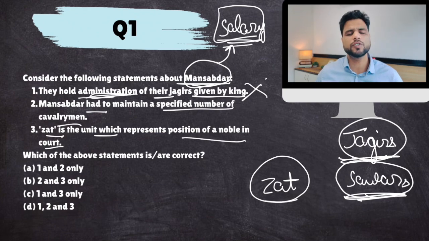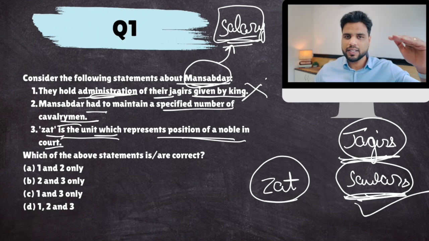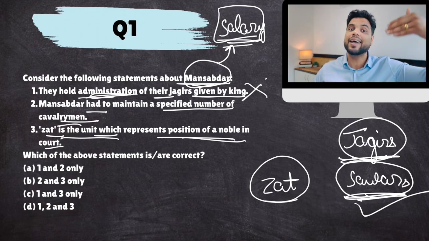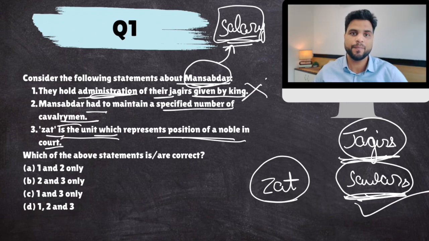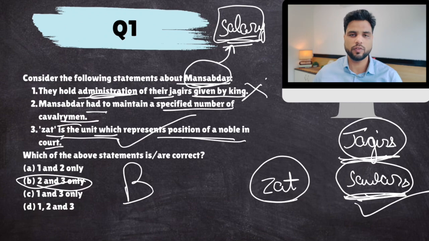Administration of a particular province was handled by Subedar. For different territorial areas, there were different people. The Jagirs were just salary. Mansabdar had to maintain a specified number of cavalrymen, Savar. Zat is the unit which represents the position. So higher the Zat, higher the salary, higher the position in the court of the emperor. So this is also correct. The answer would come out to be 2 and 3. This Mansabdari system was started by Akbar only.